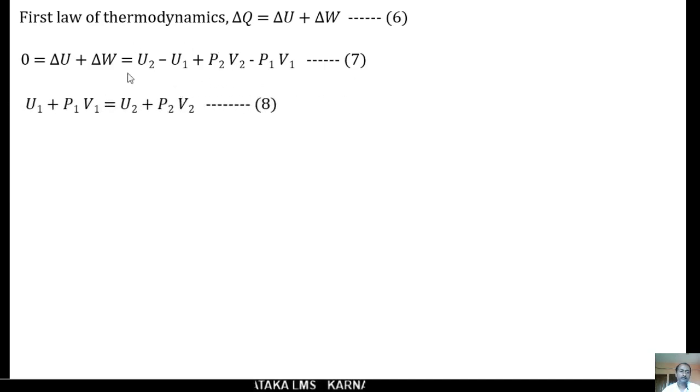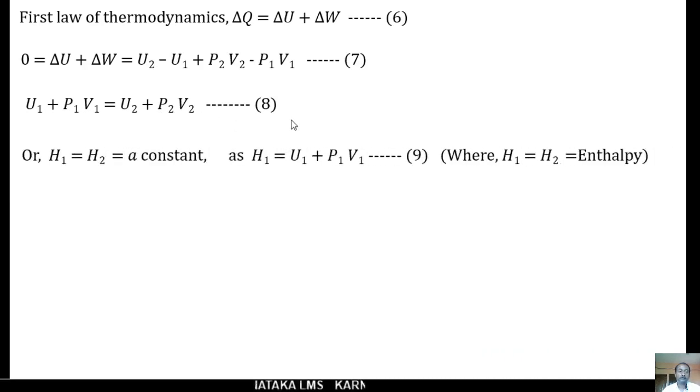On rearranging this equation, we get U1 plus P1 V1 equals U2 plus P2 V2. Let it be equation 8. That is, H1 equals H2, which is constant. Here H1 and H2 are known as enthalpy. H1 is the enthalpy, U1 plus P1 V1, which is equation 9.